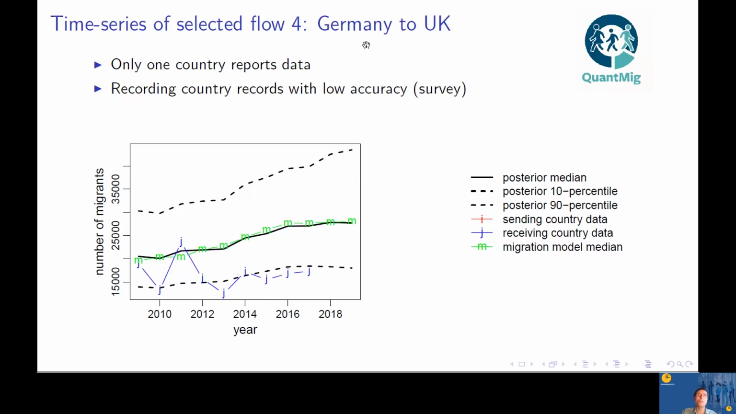Whereas if we move to Germany to the UK, where we now have reported data from an inaccurate country, the UK, we believe that we should give much more weight to the migration model. You can see that the UK data does slightly pull the posterior medians away from the migration model medians, but not much.